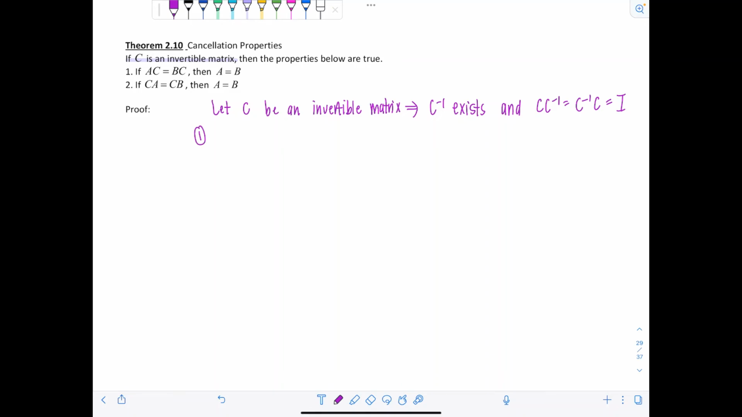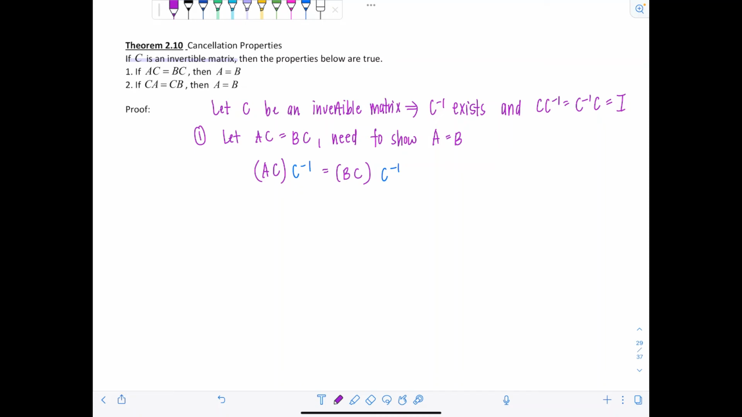If AC equals BC, so that means we can assume that's true. So let AC equal BC. What do I need to show? I need to show the then statement. So I need to show that A is equal to B. Well, all I have is this C inverse I can play around with, so let's multiply by it. You have to be careful which side you multiply on, because matrix multiplication is not commutative. So in order for C and C inverse to cancel out, I need C inverse to be multiplied on the right. Yes? I know you have to be so careful. Like this. If you put it on the left side, it would be wrong.